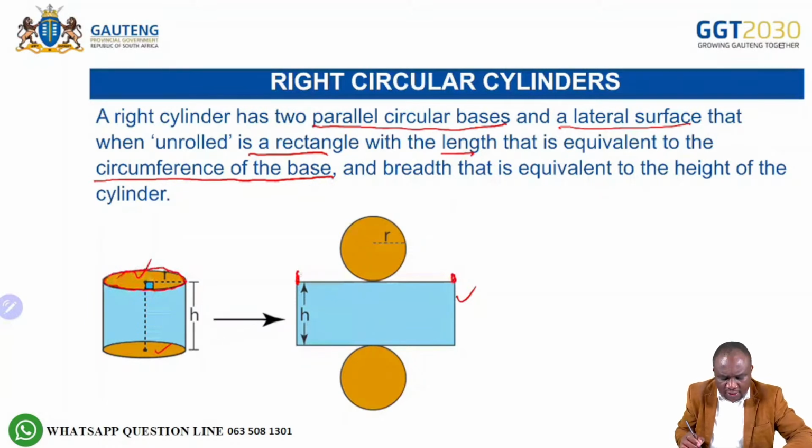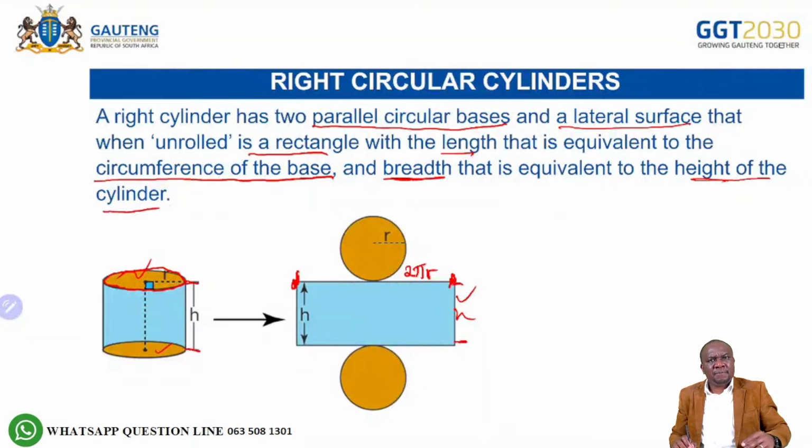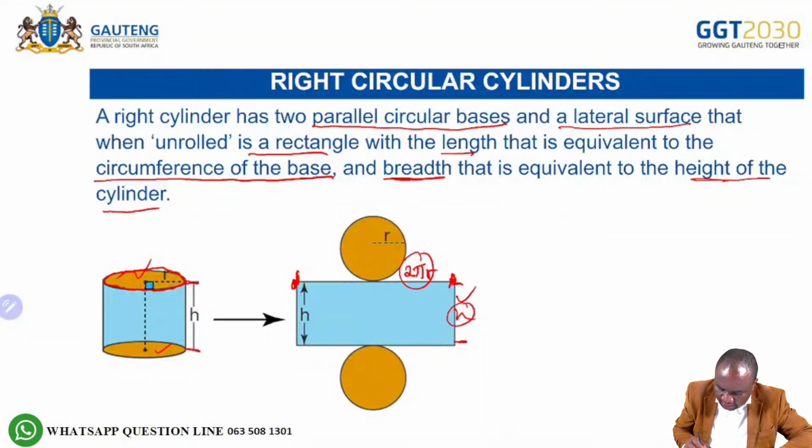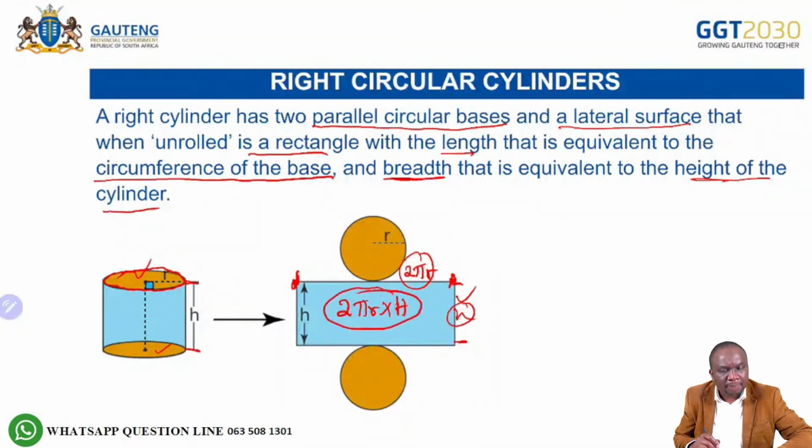Remember, circumference of a circle is 2 pi r. So this length from there up to there is 2 pi r. And breadth, that is equivalent to the height of the cylinder. This distance from there up to there is equivalent to the height. And then remember, how do you find the area of a rectangle? It is length times breadth. So meaning that this is 2 pi r times height. Let me use capital letter H for the height of the cylinder in this case. Okay, so this blue part, this is how we find the area.